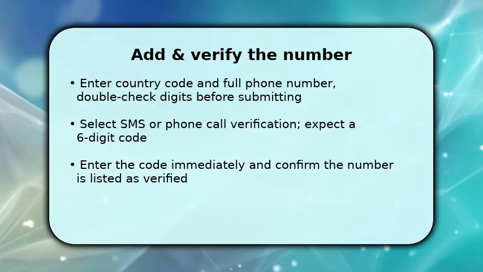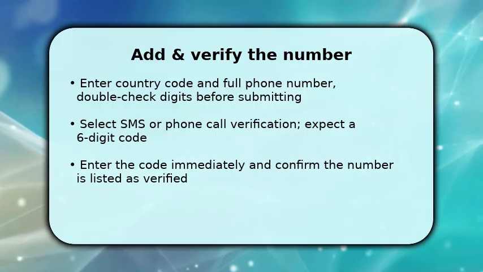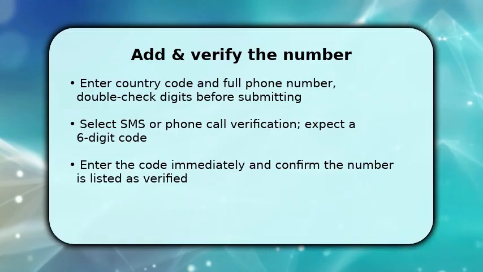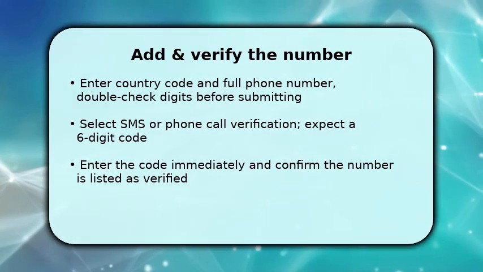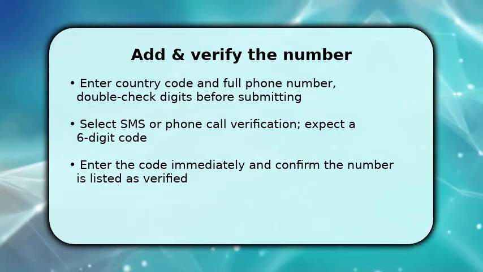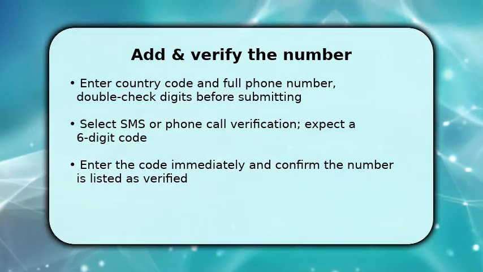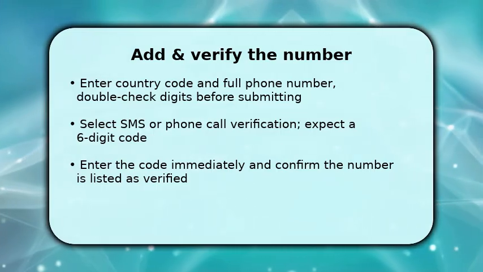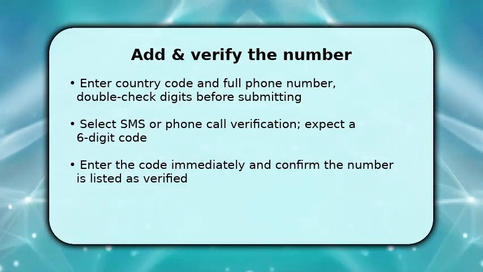Next, type the country code and full phone number exactly as you would dial it. Mistakes here cause failures. Then choose SMS or automated call. SMS is faster, but calls work if SMS is blocked. Hit send code and watch for a 6-digit number. Enter it immediately because codes expire. Once the code validates, Microsoft marks the number verified and shows it in your account. Make sure the entry shows as verified so you can use it for sign-in or recovery.